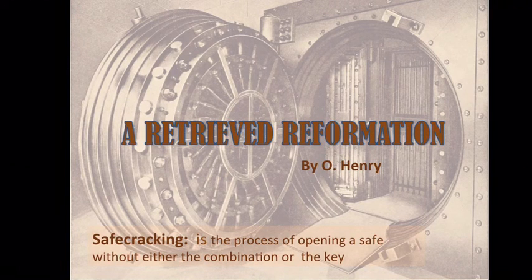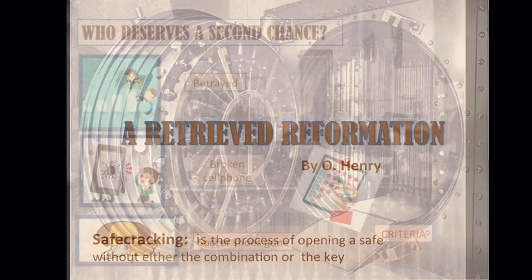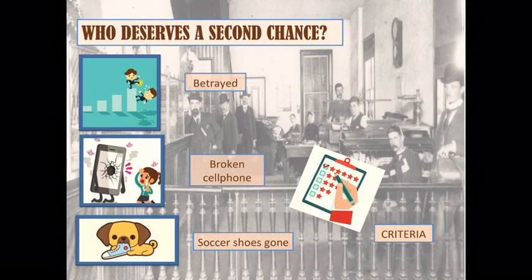The next story is A Retrieved Reformation by O. Henry. The main character in this story, Jimmy Valentine, is a safecracker. He opens safes illegally and steals the money and other valuables stored inside. There are three ways to open a safe: by determining the combination of the lock, by drilling, or by using explosives. Jimmy has his own set of tools, preferring the drilling method.